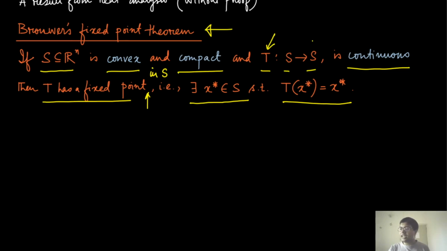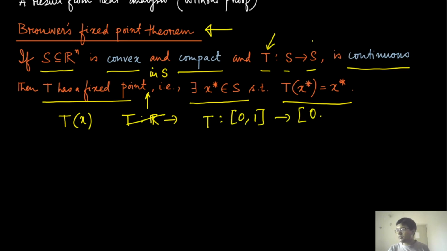a one-dimensional function. So let's say T(x), and T is just mapping from the set of real numbers to itself. Or actually, I cannot take real numbers because that is not convex and compact. So let's say I take, instead of this, [0,1] to [0,1]. So I have on the x-axis the domain of this function T, 0 to 1, and the range is also going to be 0 to 1. So this is the thing.